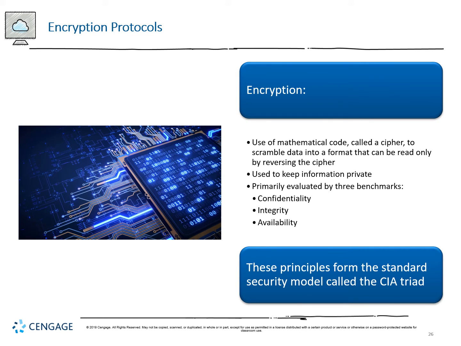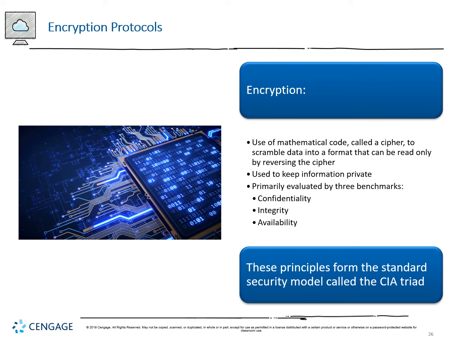Now, encryption, the use of mathematical code, traditionally called a cipher, to scramble data into a format that can only be read by reversing the cipher, is generally used to keep information private and primarily evaluated by three benchmarks: confidentiality, integrity, and availability. These three terms form what's called the CIA triad of the standard security model.